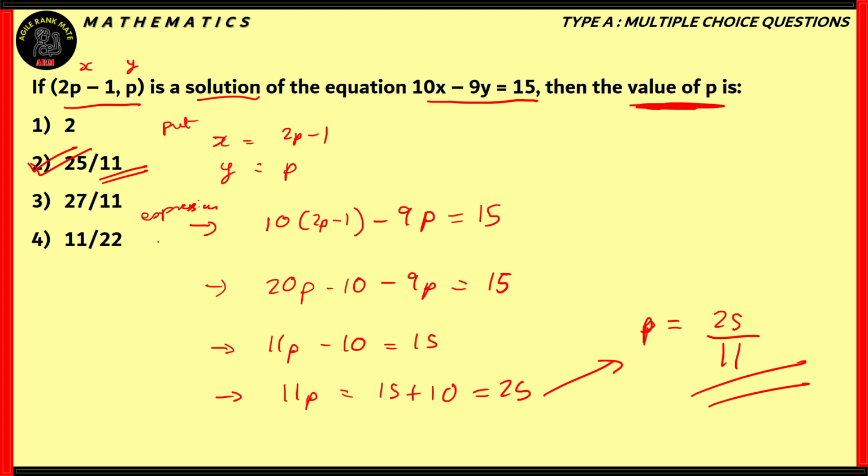So by just substituting them, since we're considering it to be an equation, we're considering it to be a solution to the given equation, we just put in the same coordinates and basically find the value for the variable, in this case, which is p. So 25 over 11 is definitely the answer for this question.